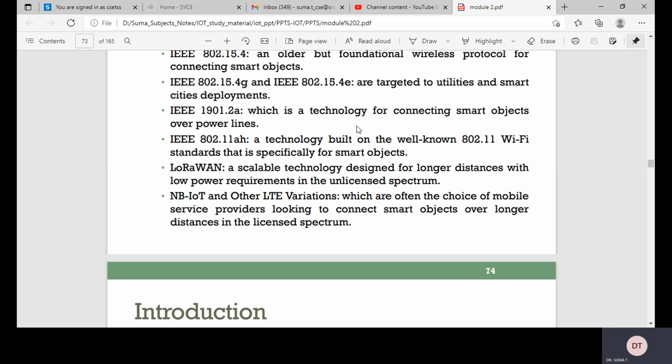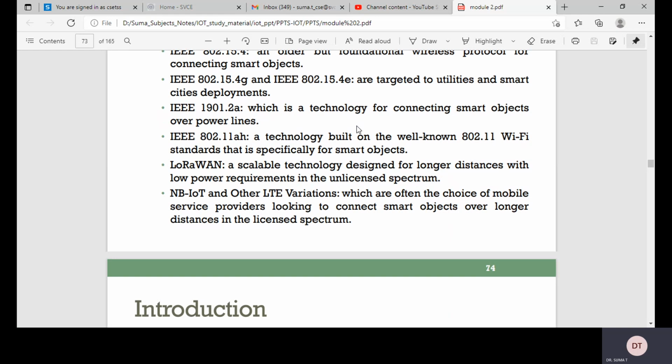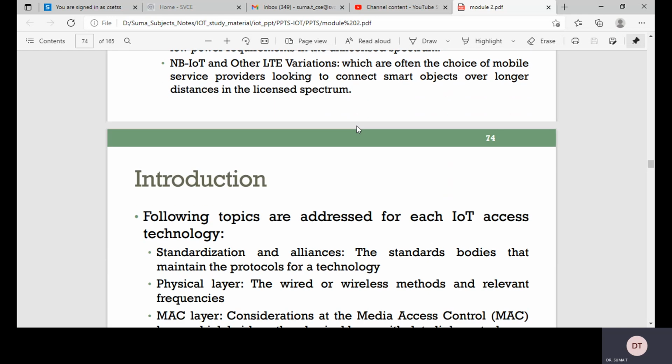Low power wide area network: a scalable technology designed for longer distances with low power requirements in unlicensed spectrum. The NB-IoT and other LTE variations are often the choice of mobile service providers looking to connect smart objects over long distances in a licensed spectrum.